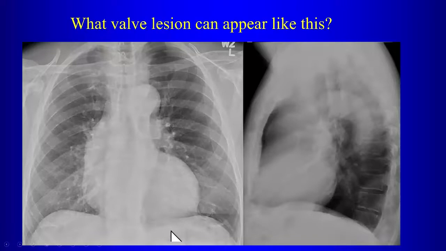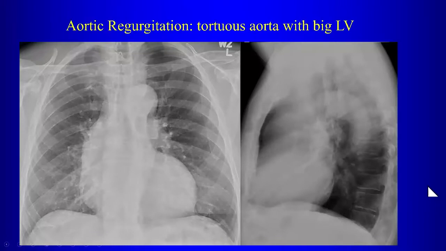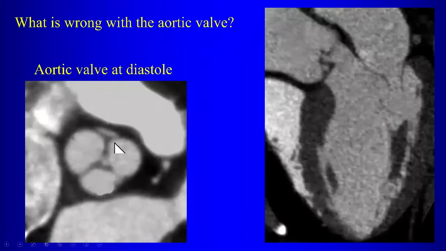Left atrium? No, not the left atrium, the left ventricle, right? So if we have a tortuous thoracic aorta with left ventricular enlargement, what valvular lesion would we consider then? Aortic regurgitation, right? So aortic regurgitation with a tortuous aorta and an enlarged left ventricle.